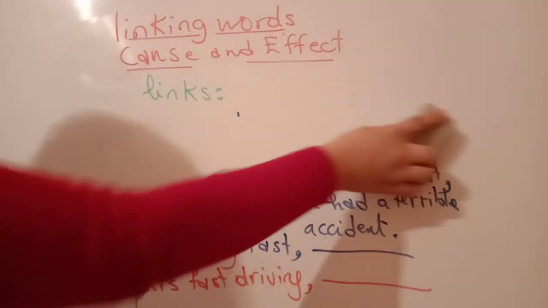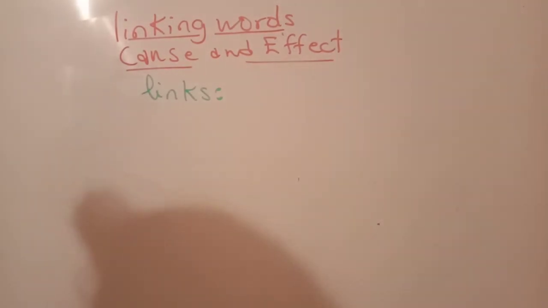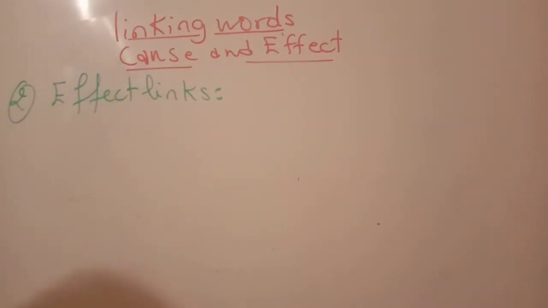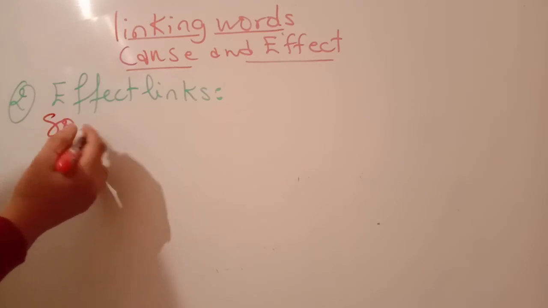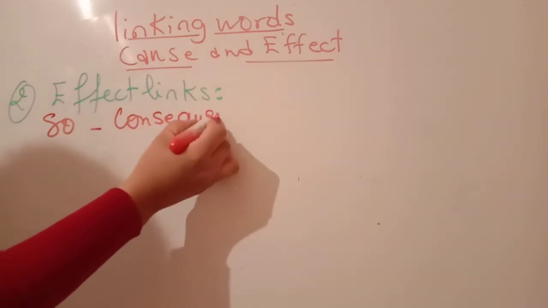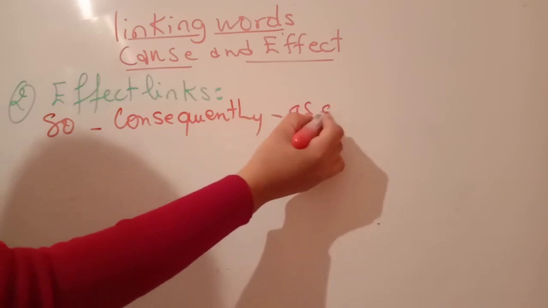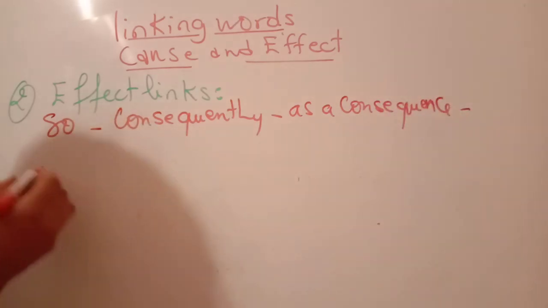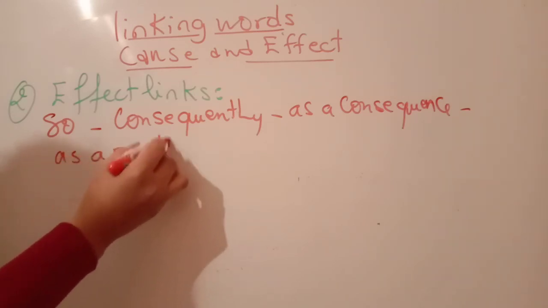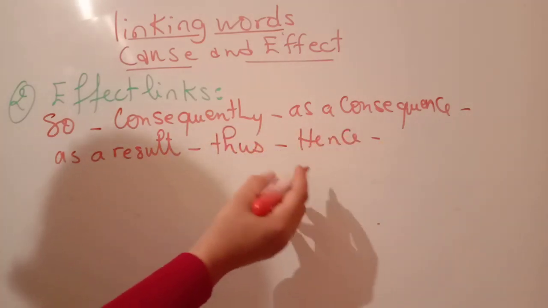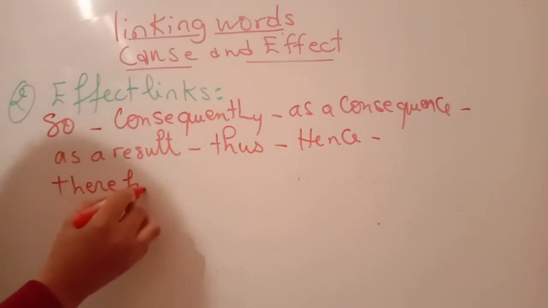Okay? Second, effect links. So for effect links, we have a lot. Okay? The easiest one is so. So is most used in spoken English. So you have so, you have consequently, you have as a consequence, as a result, you have thus, you have hence, and you have therefore.